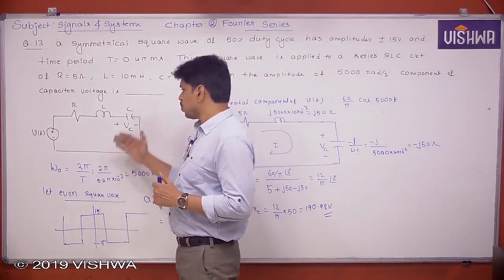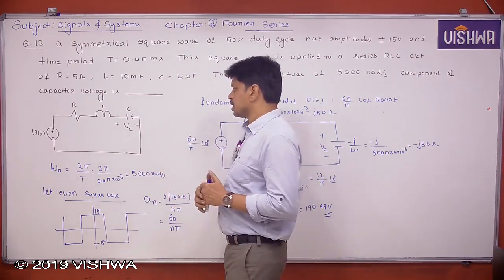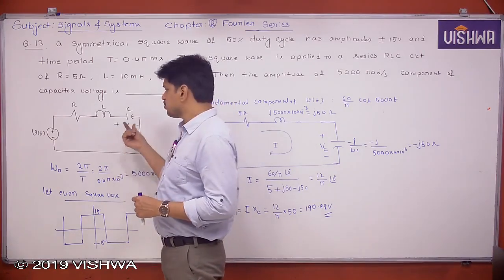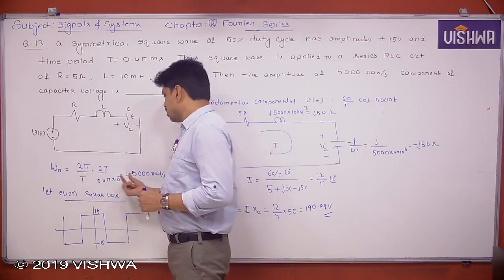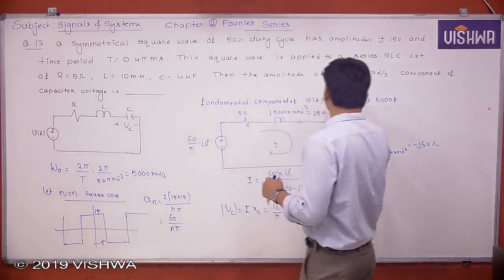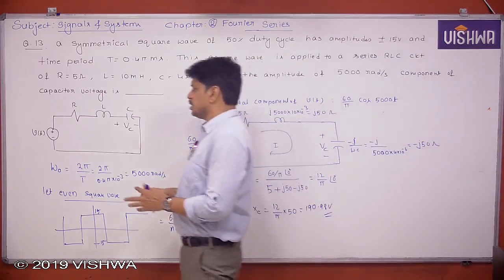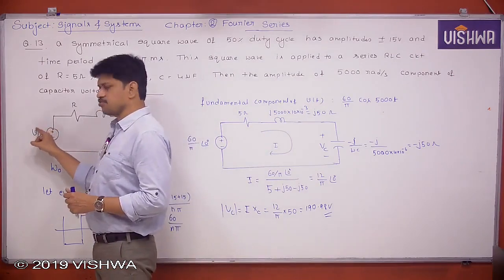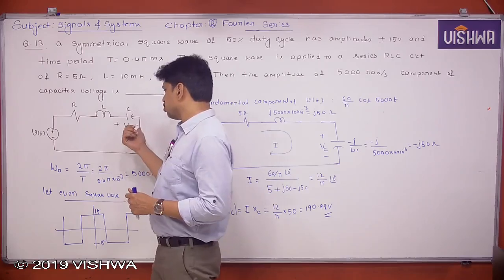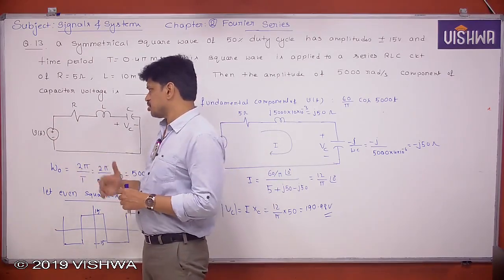A symmetrical square wave is given as input and they want to calculate the voltage across the capacitor, that too the fundamental harmonic component. How can we decide it is the fundamental harmonic component? Because the fundamental harmonic component frequency is equal to 5000 radians per second and they are also asking for 5000 radians per second. So for that, first we have to see what is the fundamental harmonic component of V of t, because whenever you want output as a fundamental harmonic component, then input must be the fundamental harmonic component. So frequency must be the same.